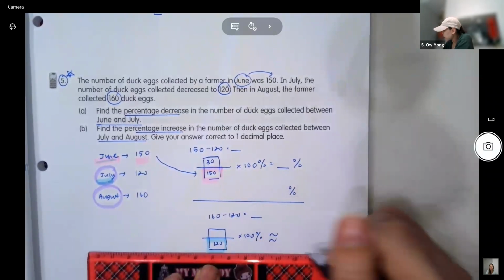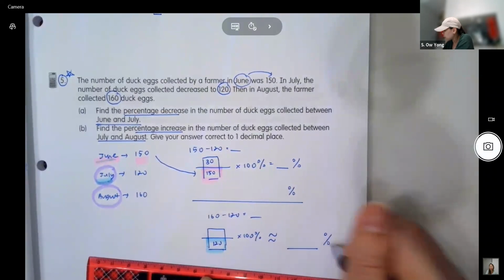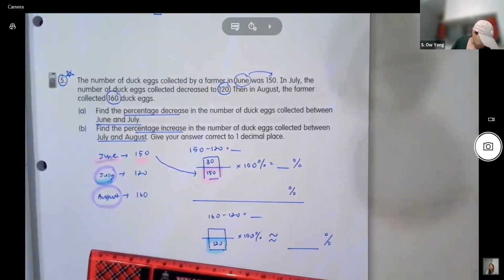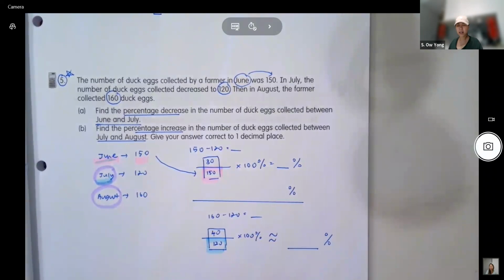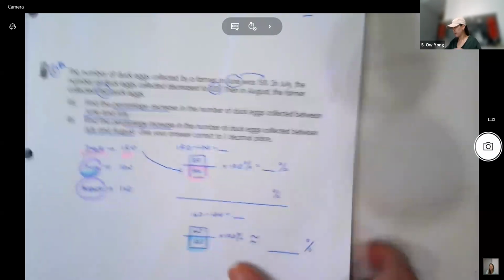But in the second question, you are required to round to 1 decimal place. So please use your calculator. Punch the number in, then you round to 1 decimal place. All right, now let's move on to question 6.